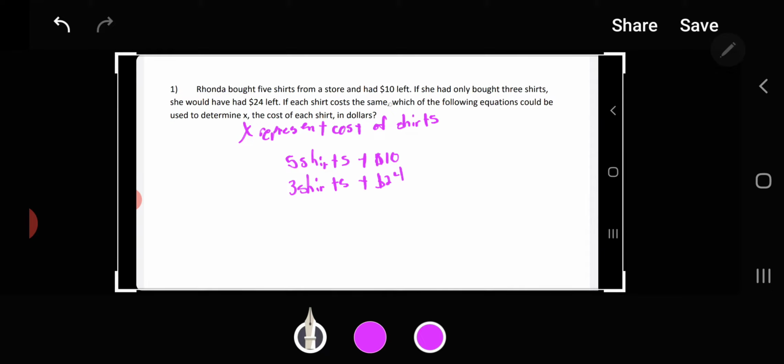So, if each shirt costs the same, which of the following equations could be used to determine x? Well, we could use the equation. We could use both these guys to help us out.